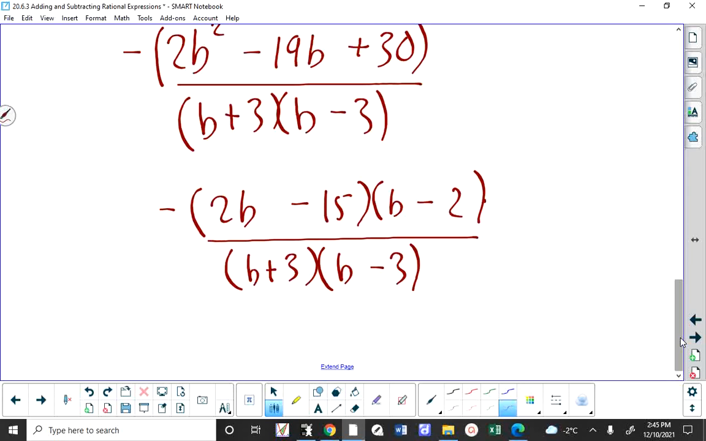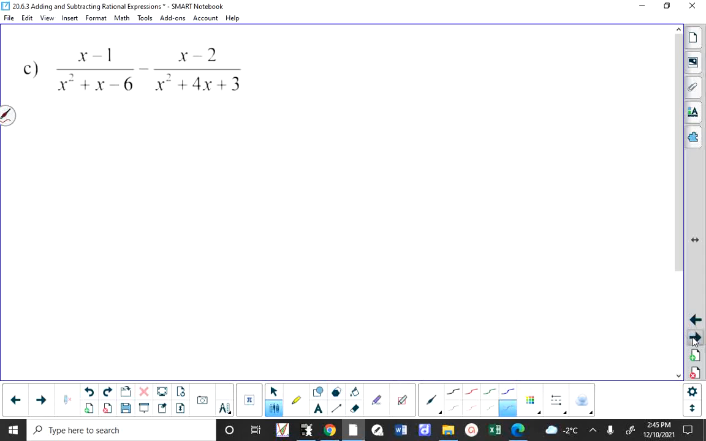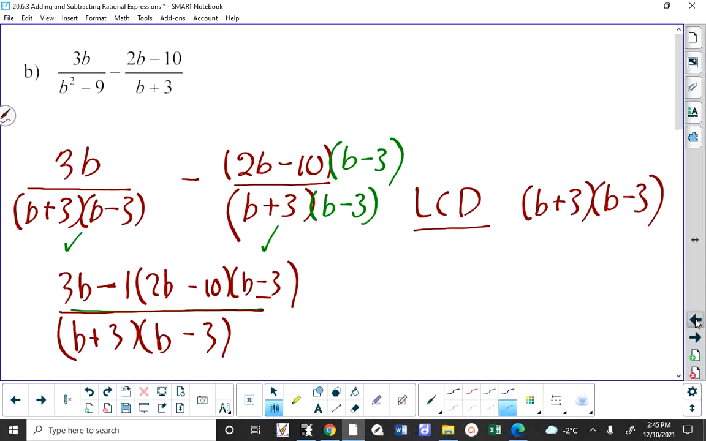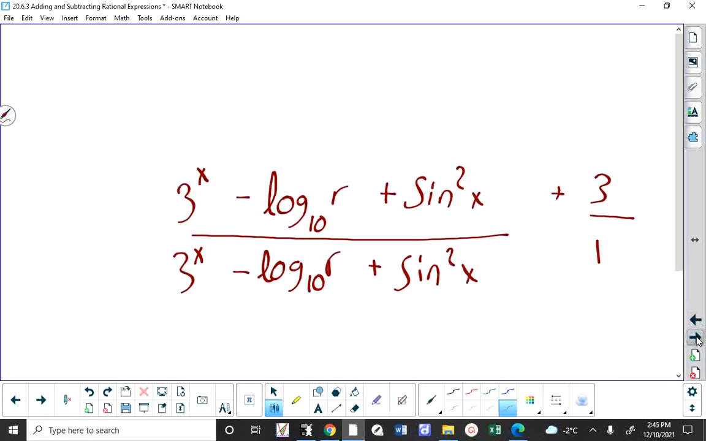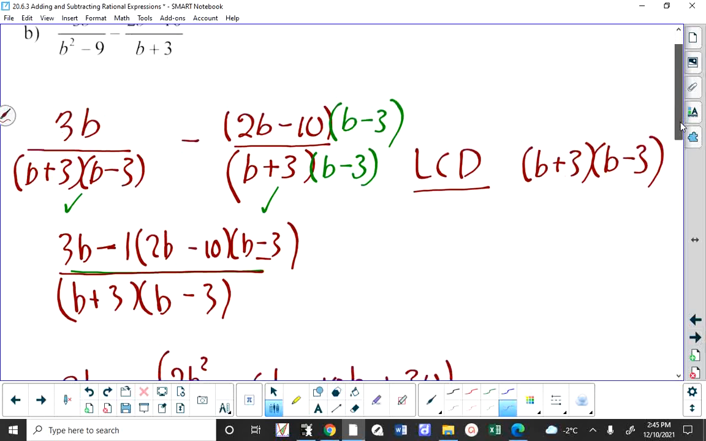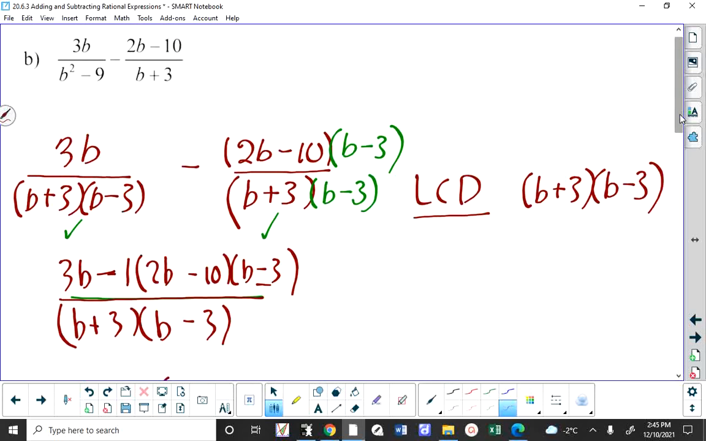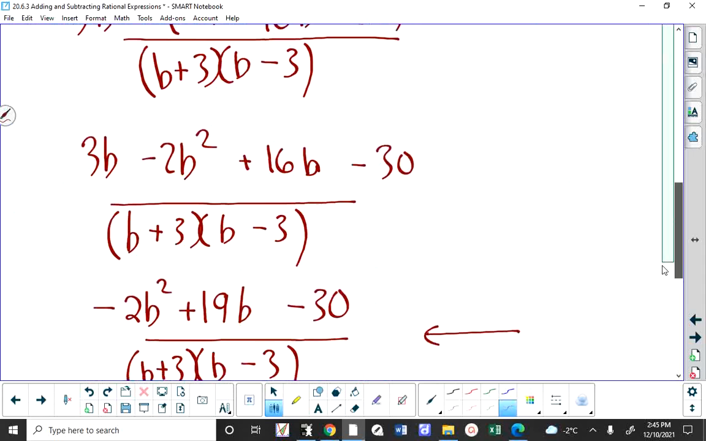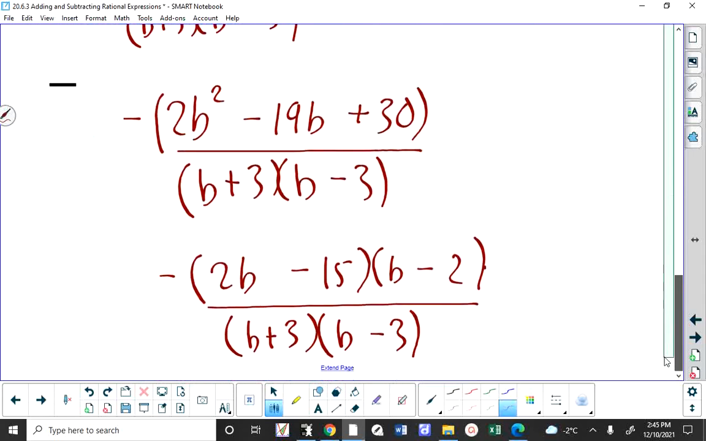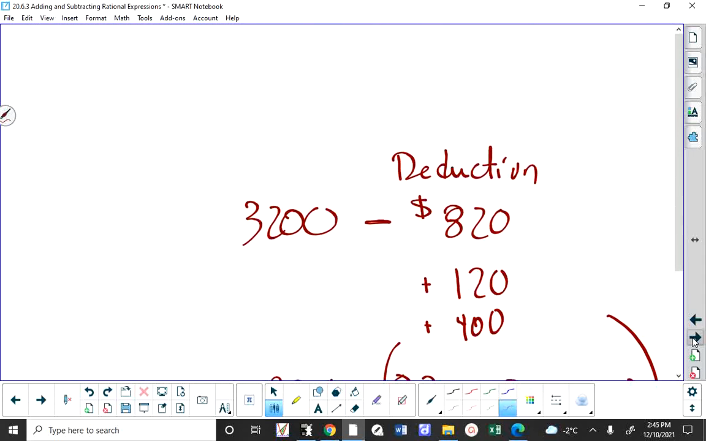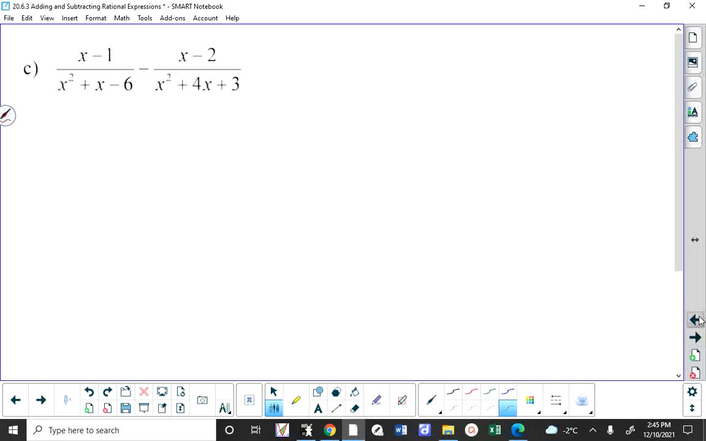You can see how in this example, something that starts off pretty innocuous, pretty simple, gets complicated in a hurry, doesn't it? Okay. I think we have one last one to do.